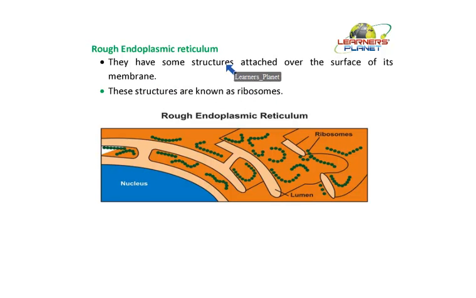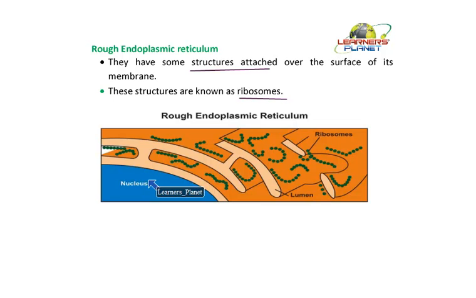Now why is it rough? We have already started this point. It is because of the presence of certain structures over its surface, and these are known as ribosomes. So the attachment of ribosomes will make the surface appear rough. And of course, this roughness is not the only characteristic imparted by the ribosomes here. Rather, it is involved in the synthesis of proteins. And how important these proteins are, we have already studied.